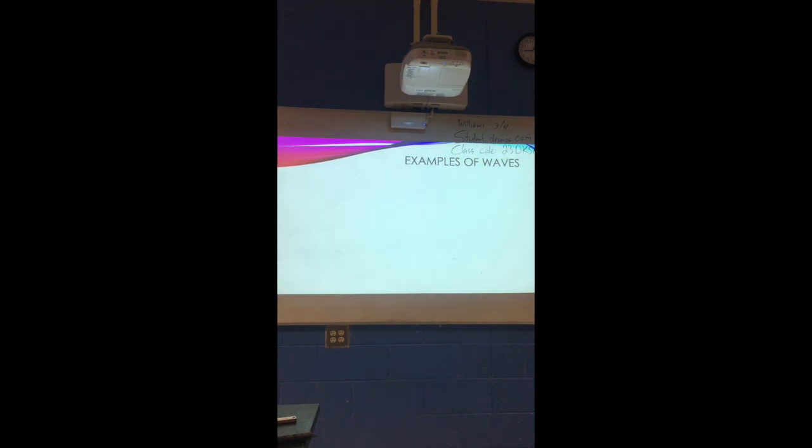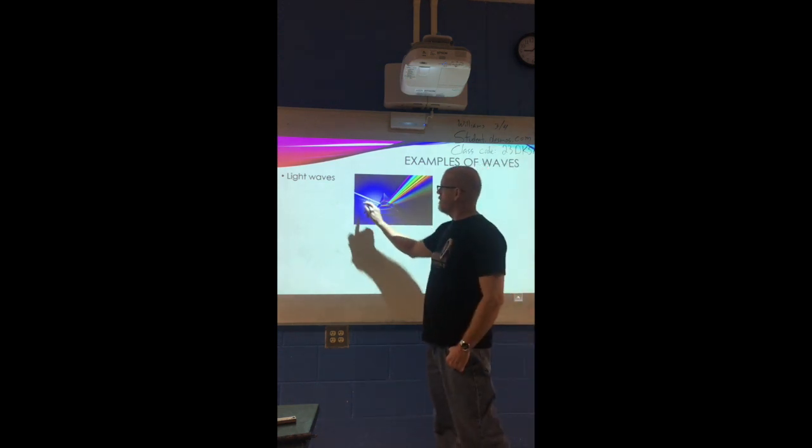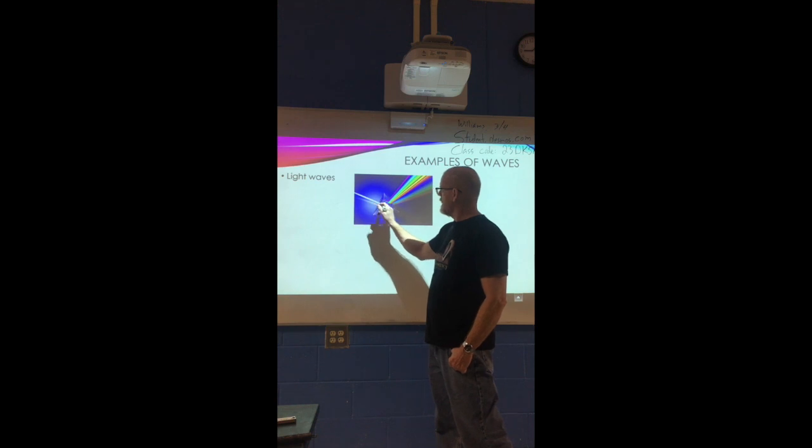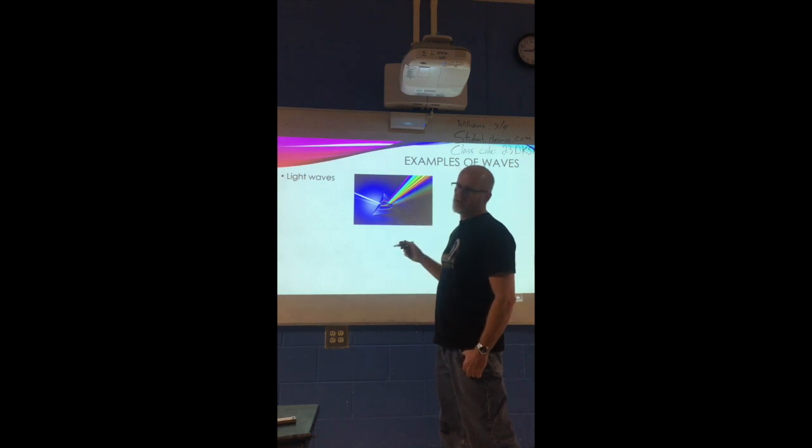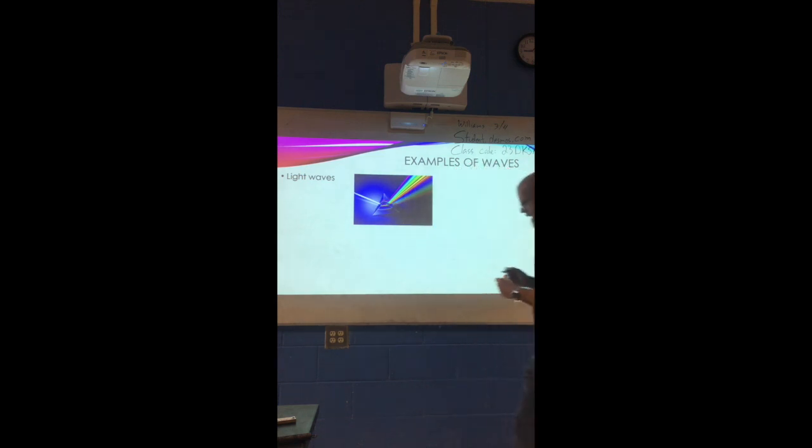Now some examples of waves. One example is a light wave. Here you have a prism with white light going in, and what the prism does is separate the wavelengths of light into what we perceive as different colors, and we'll learn about that as we talk about electromagnetic waves.